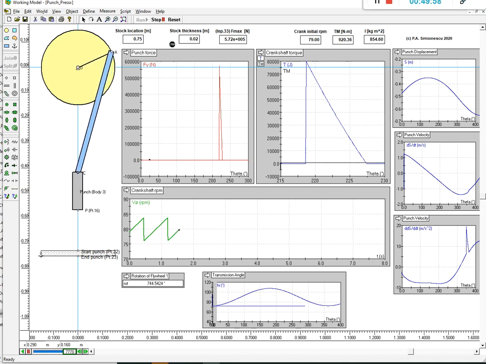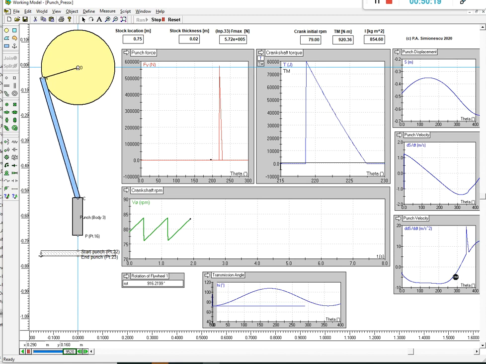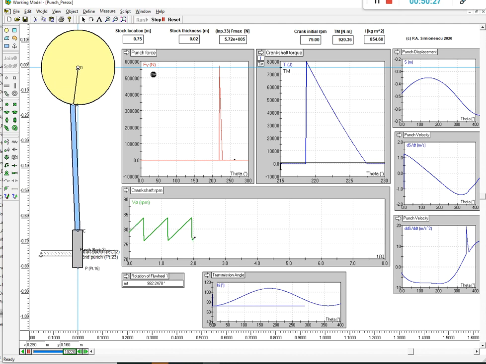The punch force is shown here. Torque versus crank angle is shown here, and I chose to edit the limits to where I'm seeing magnified just the significant portion of the torque plot. Okay, displacement, velocity, acceleration. Okay, so I have the third zigzagging, and as you can see, it stays steady.